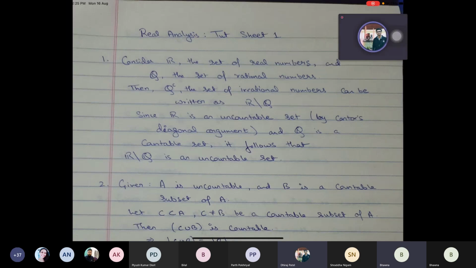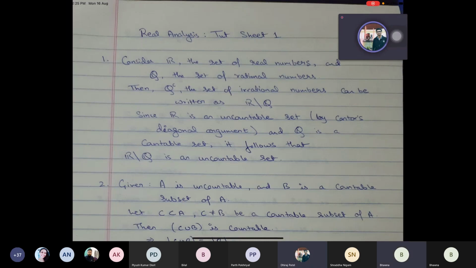What are your comments? The argument is wrong. R is uncountable, Q is countable. Therefore, R minus Q is countable. So it is wrong. The statement is correct, but the procedure is wrong.